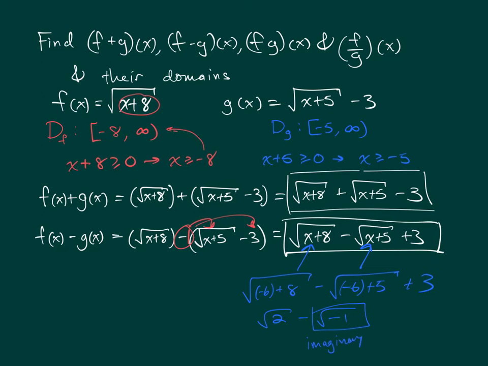So that does not work. We cannot include numbers that are outside of this domain. So we pick the smaller domain to represent the domains of these two new functions. So here the domain will be -5 to infinity, and here the domain will be -5 to infinity. And I will give the examples of the multiplication and division on the next page.